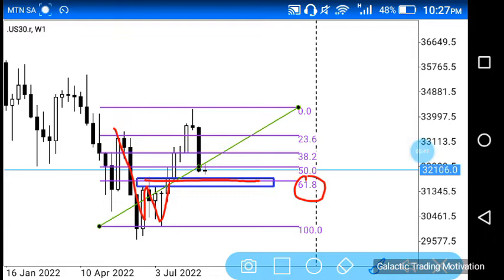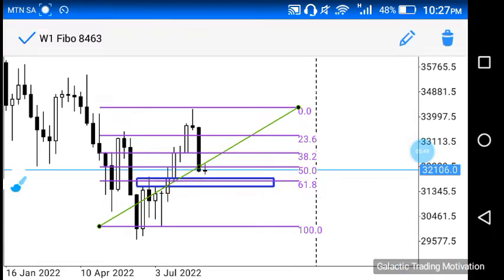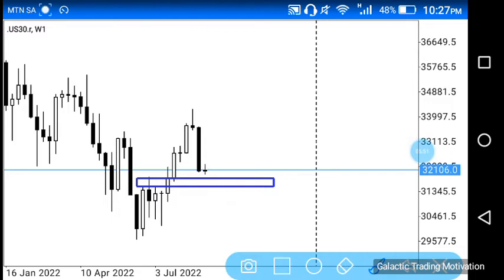So we have the W structure. Let me just actually delete this too. So we have this W structure, right? We have the neckline of the W structure being broken. We have price coming back to the neckline of the W structure to test it, and we have the neckline of the W structure aligning with a very important Fibonacci retracement level, right? So we should indeed be looking for possible buying opportunities at this level.